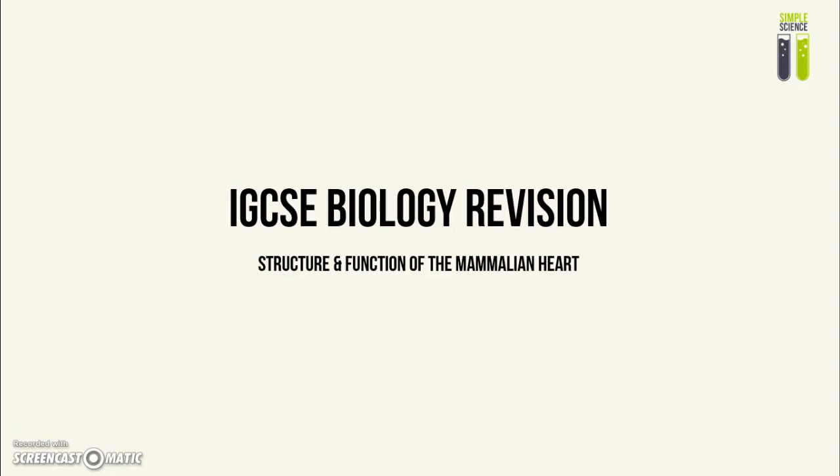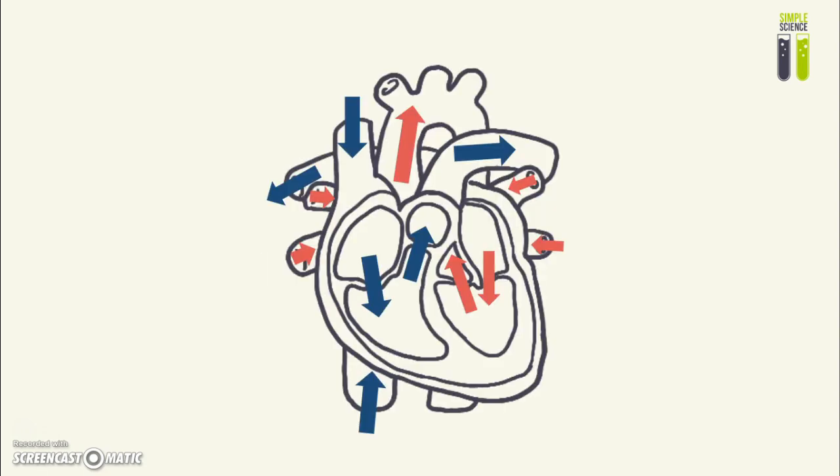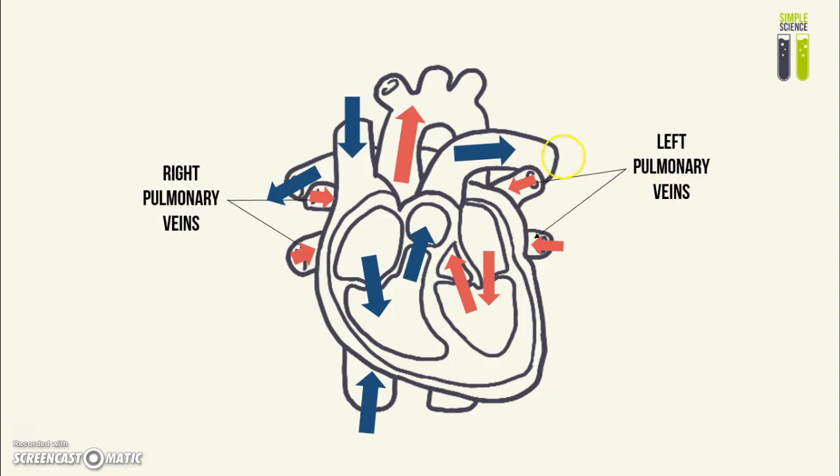Hello everyone, today I want to start on another IGCSE biology topic, which is the structure and the functioning of the heart. I want to name the structures as well as link them to the order and the direction of flow of the blood through that structure. So to begin with, we have the pulmonary veins, which carries the blood from the lungs towards the heart.